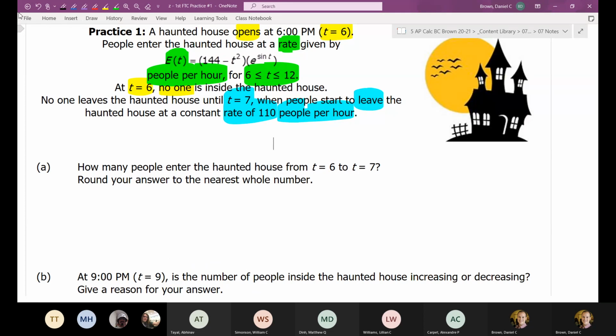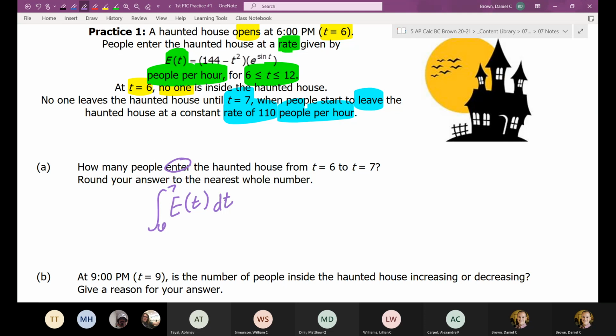In calculus, if we have a rate, the integral of a rate gives us an amount. So how many people are entering? We have this function E of t, which is the rate at which things are happening. If we integrate that, it gives us an amount. We start at 6 and end at 7 with respect to dt. For my class and on the AP exam, you don't have to write out the entire function if they've named it. It saves you a lot of time to say E of t instead of writing out 144 minus t squared times e to the sine of t. You can, but they give it to you as a name, so you can just use the name.